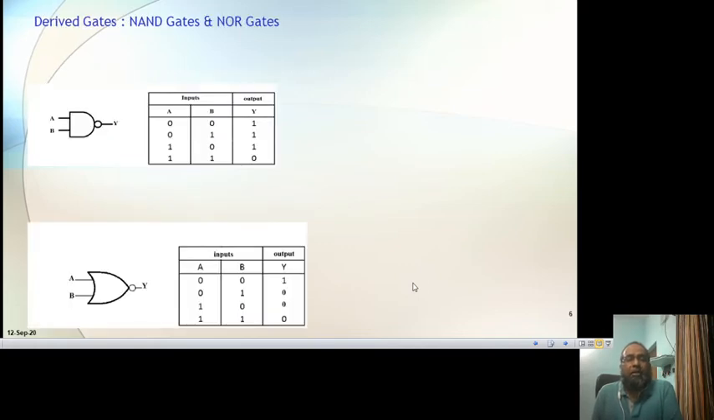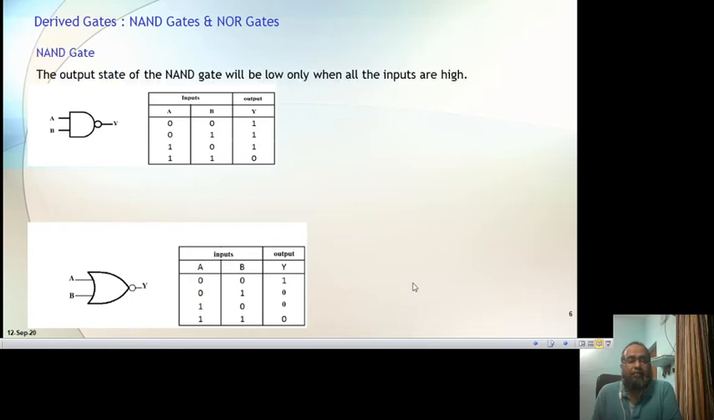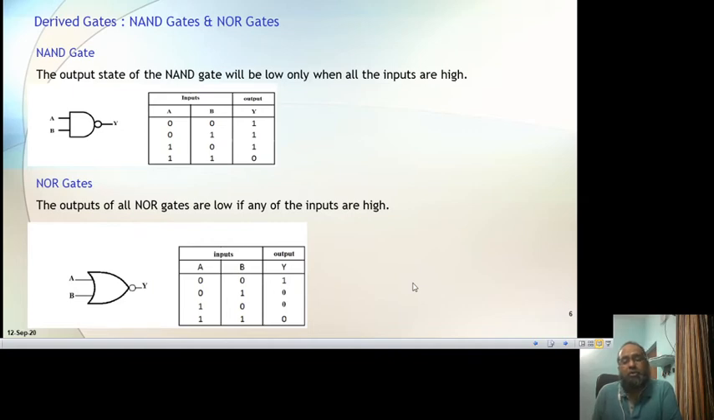Then derived gates are NAND gates and NOR gates. Actually, NAND stands for not AND. It is just the not operation of AND. Similarly, NOR gate is not OR. You can see that for an AND gate, the output will be 0 when both the inputs are 1. For all other cases, the output is 1. That is called the NAND gate. Then NOR gate, you can see that when both the inputs are low, you are getting the output 1. For all other cases, the output is 0. The symbol is also given here.